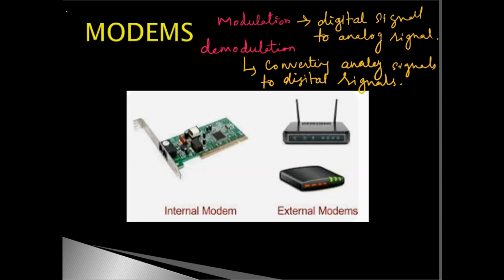So let us read it again. Modulation is nothing but the conversion of digital signals to analog signals. After that, what is meant by demodulation? It is converting the analog signals again to digital signals.